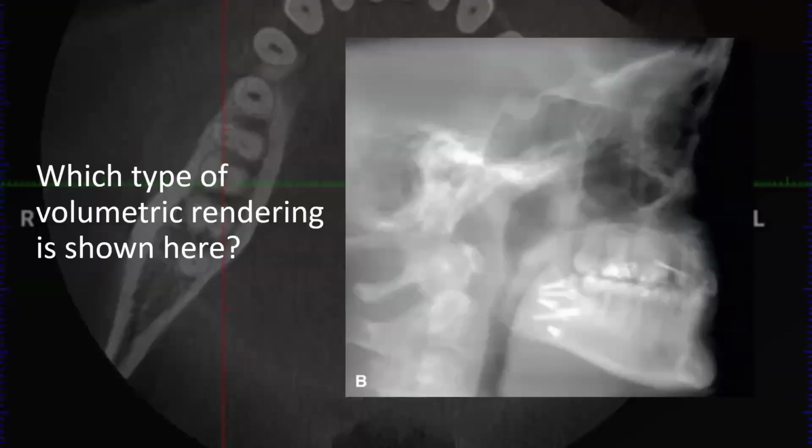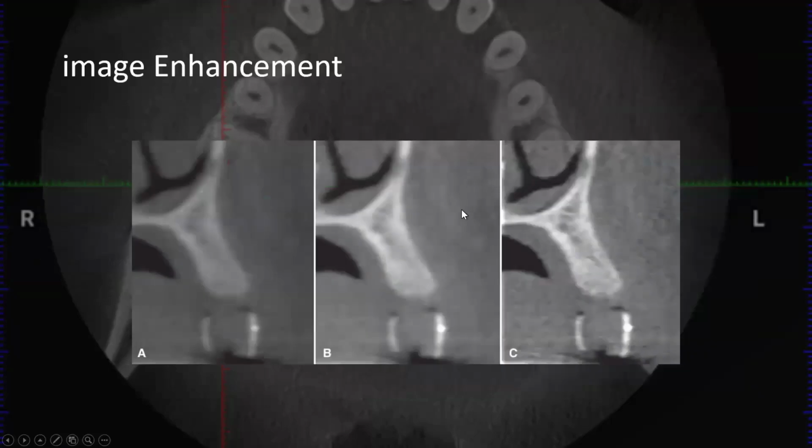All right, so which one was this? It looks like just a typical cephalometric. That was our ray sum. If these metal screws stood out a lot more, it would be your maximum intensity. But very similar to a cephalometric is ray sum.